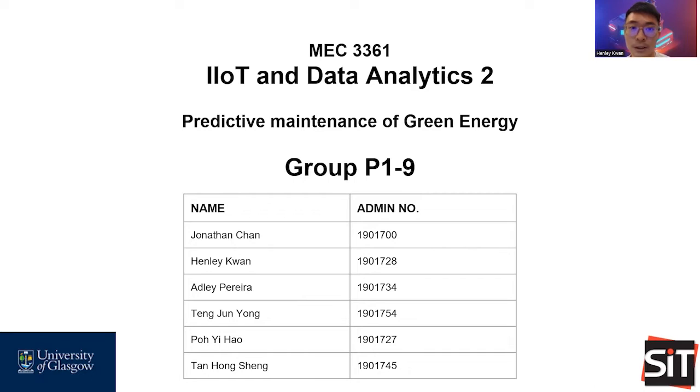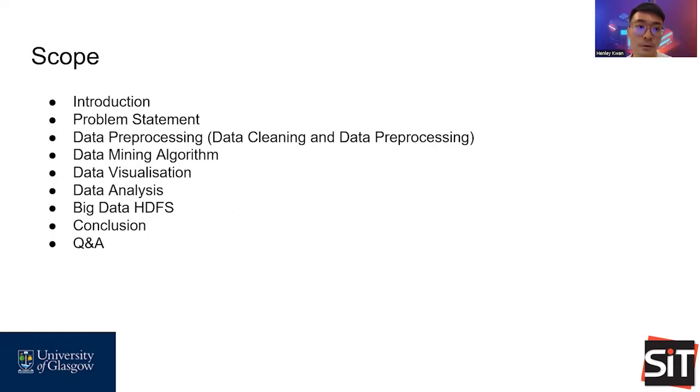So we are Group P1-9, and we'll be presenting about our IoT and DA2 predictive maintenance of green energy project. So this is the scope of our presentation.